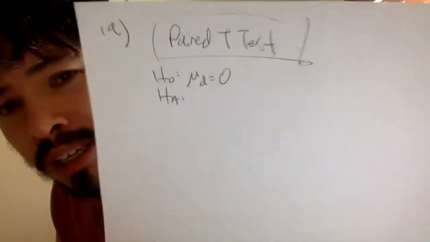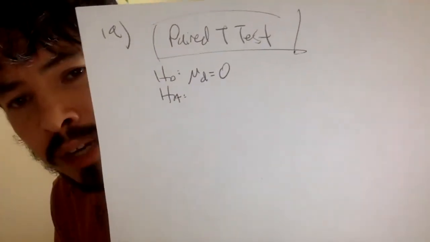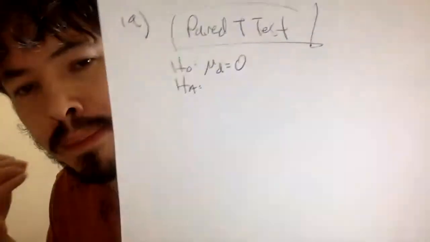Okay, so what is this? Hold on, find my pen. There we go. So what does this mean, little d, in my null? Mean little d equals 0. That's the mean of the differences. So I'm going to define that. That is the mean of the differences.